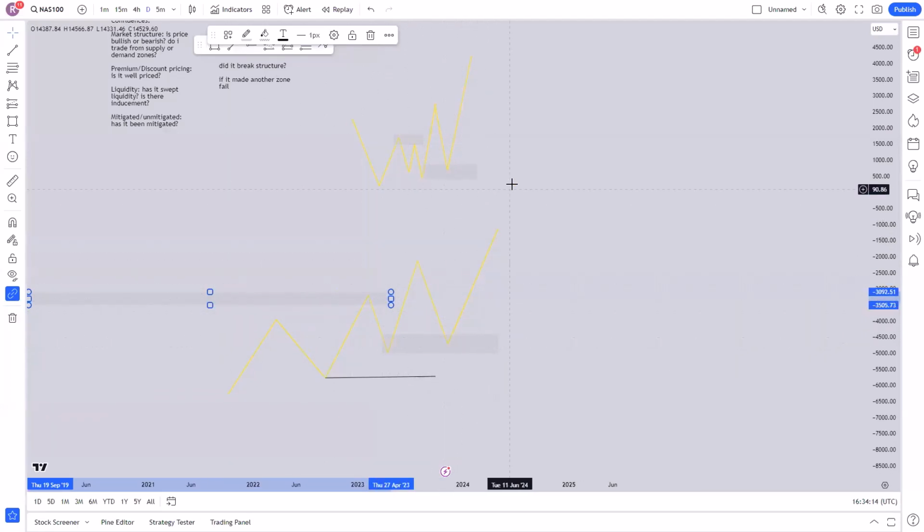Mitigated the demand zone and gone to the upside. Does that make sense, everyone? That is a flip zone that plays out day in and day out.